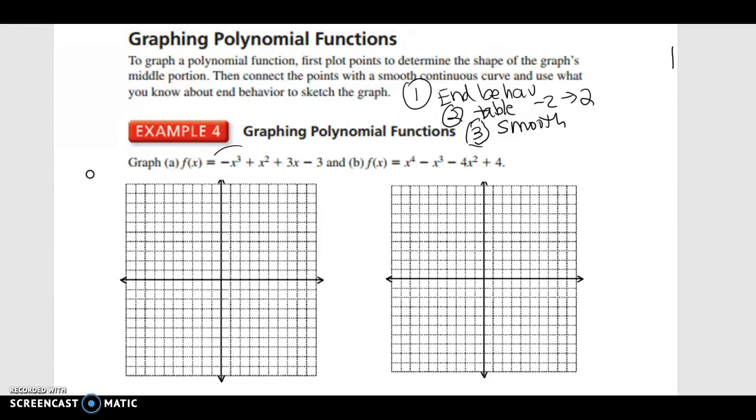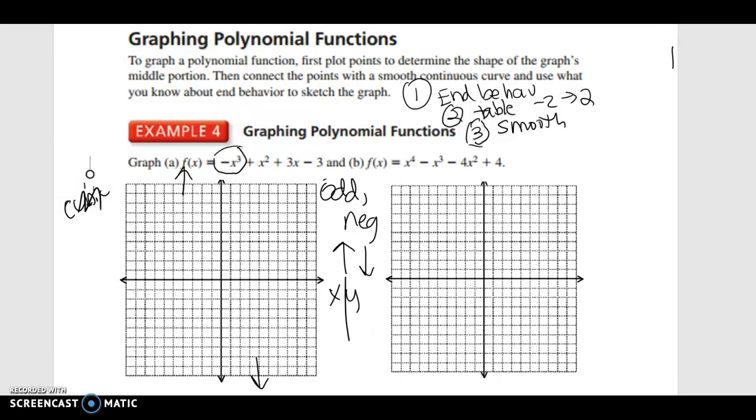First, our leading term shows that it's a 3, or a cubic. And the leading coefficient is -1. So it's going to be an odd negative function. If it's odd and negative, that means negative we finish down, and odd the arrows are opposite. So we're going to put an arrow up on the left side and down on the right side.